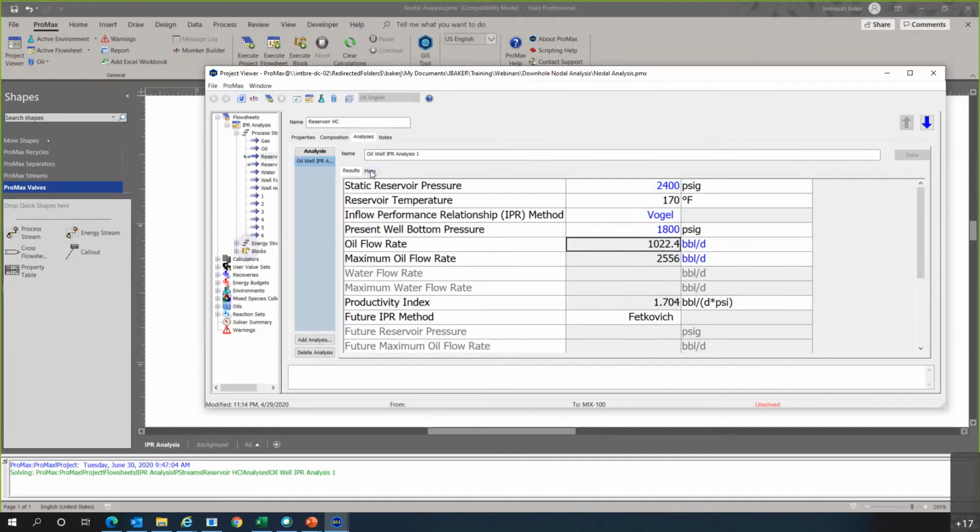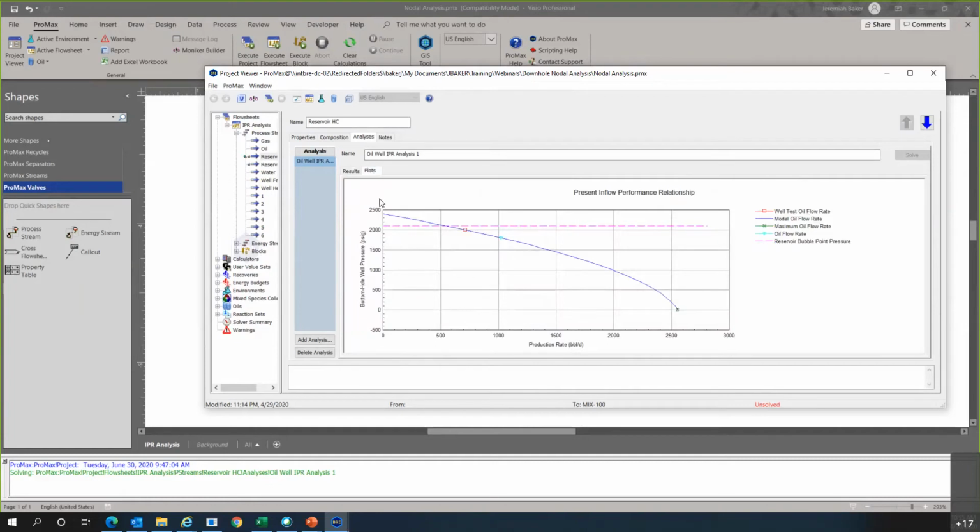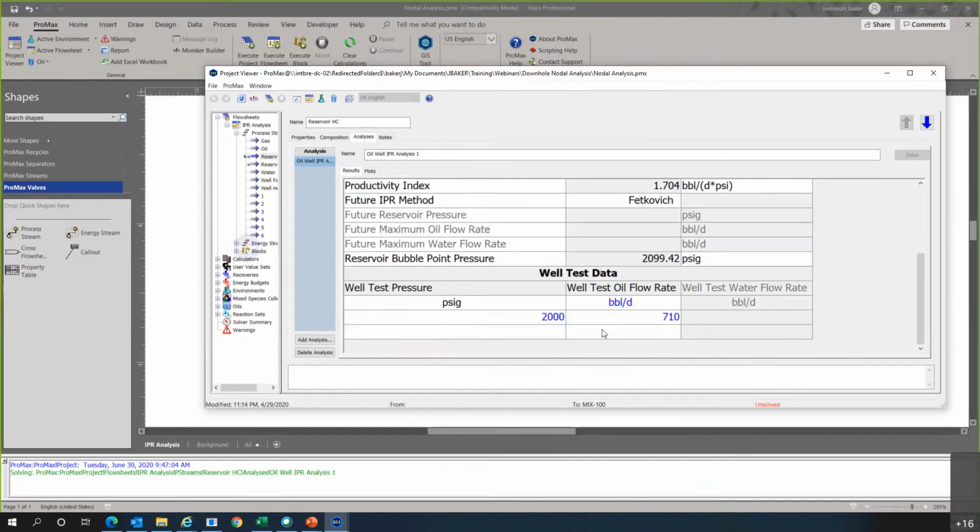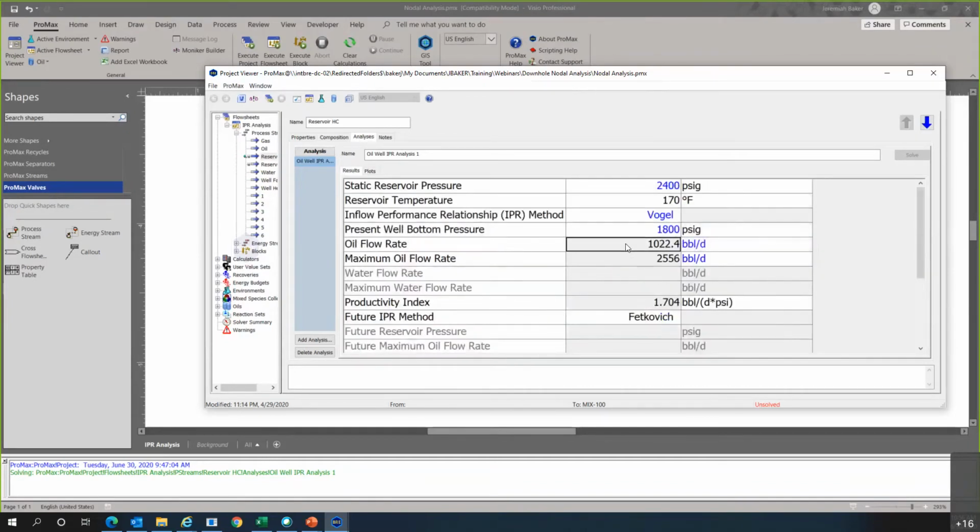You can actually see, if we go to the plots tab, a plot of that inflow curve. And on it, you'll see our well test point. This red square is the well test point that we use to actually figure out how to put that curve on the plot. Then we'll see our light blue dot, which is our current operating point with the assumed 1,800 PSIG well face pressure. And you will see the reservoir bubble point pressure here. If we are above our bubble point pressure, then we're in a one phase region, single phase. If we're below it, then we've actually got some bubbles and we're in a two phase region. So with that information, I now have an assumed pressure and my oil flow.